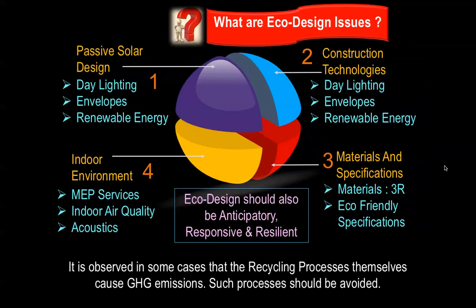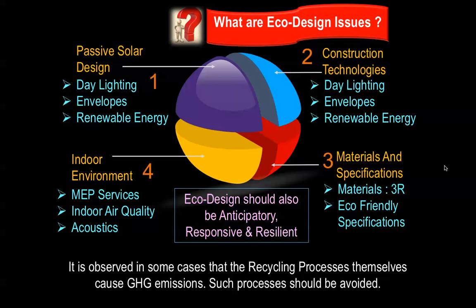What do the eco-design parameters include? The previous slide is an extension of this slide, which should have been reversed, but it essentially comprises passive solar design. Then we need to understand how daylighting comes into the picture, envelopes, what kind of renewable energy goes into the picture, and then the different eco-friendly materials, what different specifications, then MEP services, indoor air quality, acoustics, all these things.